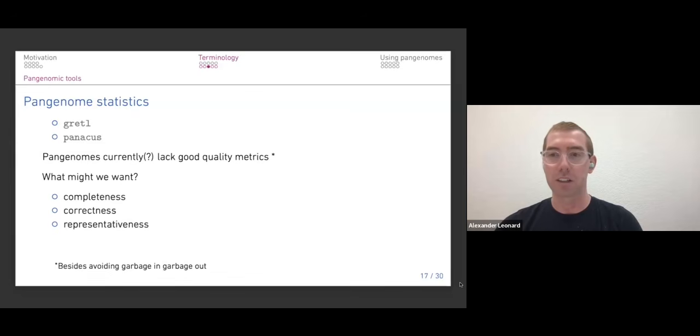Hopefully in the future, there'll be some improvement in this regard. We can start to talk about the completeness of the pangenome, how representative that pangenome is of that species, that genera, whatever level we want to talk about. And again, hopefully we can assume correctness, that when we build the pangenome, it will not introduce errors that were not present originally in the assemblies.